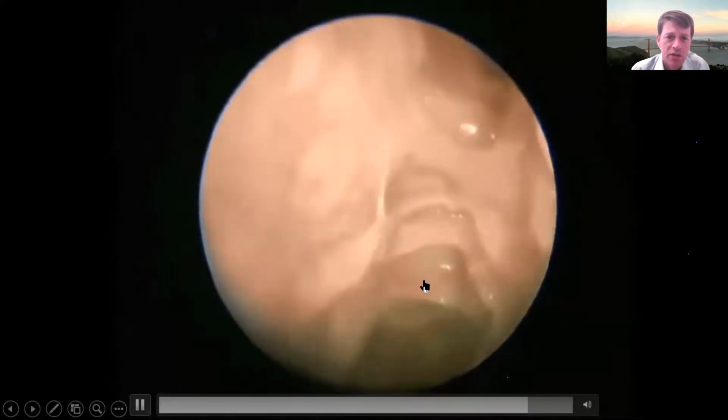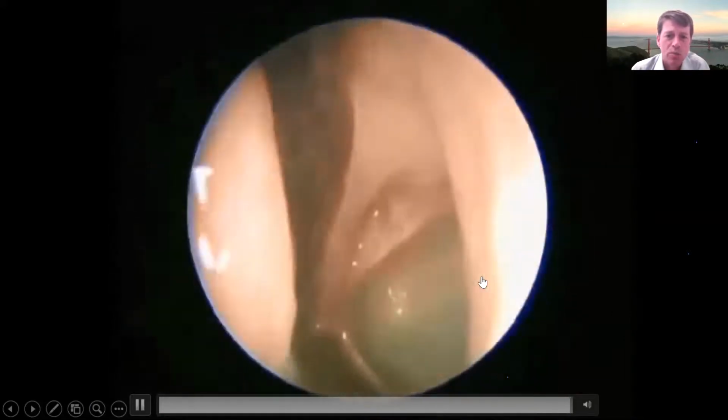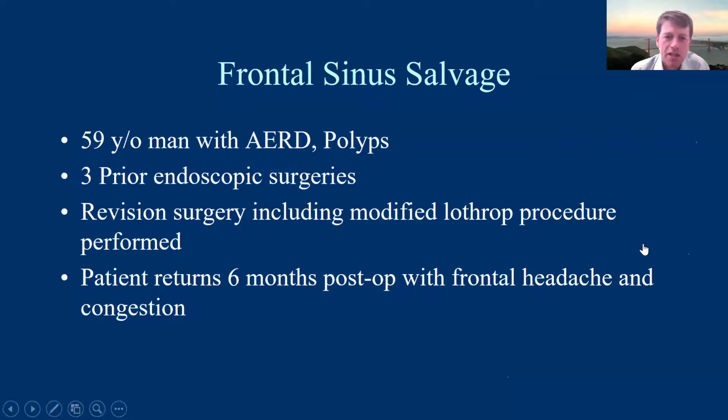And here she is again 3 months later. This is just with budesonide irrigations now. And we see that nice wide open ethmoid cavity, which is what we're hoping for in that scenario. So this is something that I do use intermittently in patients who have early recurrence of inflammatory disease.